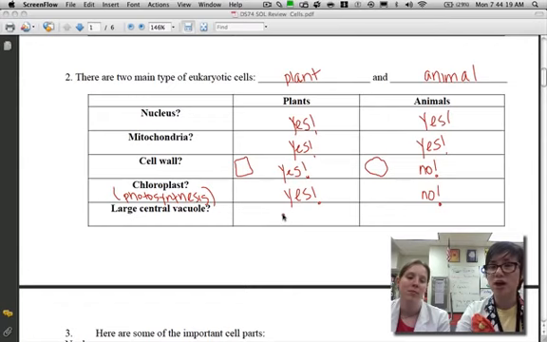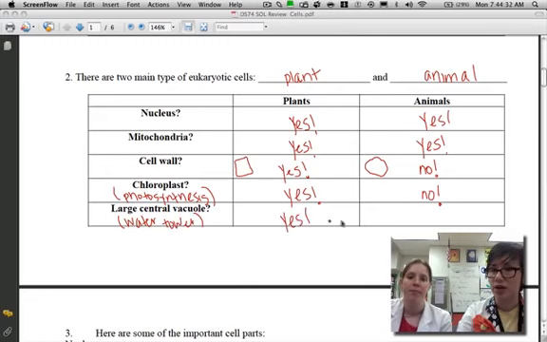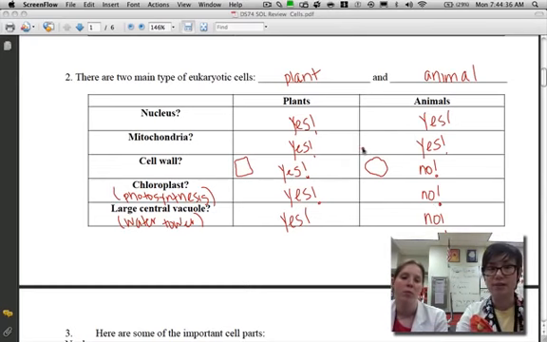A large central vacuole, that's sort of like the water tower of the cell. So what has this large space inside of it? It's going to be something that needs that water for photosynthesis. Yeah, so it's only going to be plants in this case. Animals do not have a large central vacuole. We do have a vacuole, but our vacuoles tend to be very small in size.